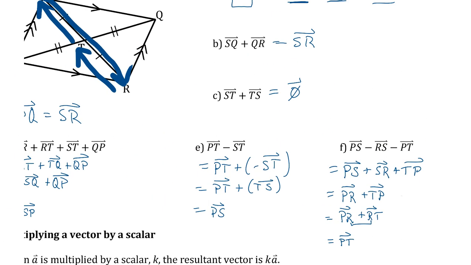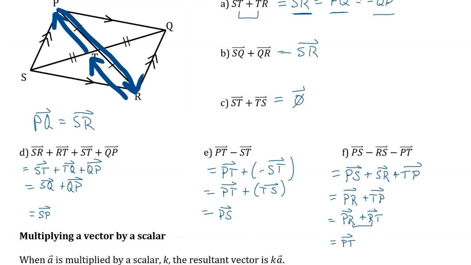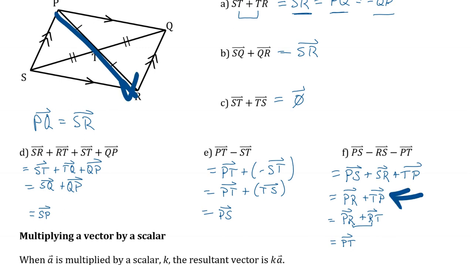You've got to figure out an equivalent vector to RT, because what you're going to think of is, wait a minute, I went from P to R, and now it wants me to add T. But I'm not at T, I'm at R. So I can't add T.